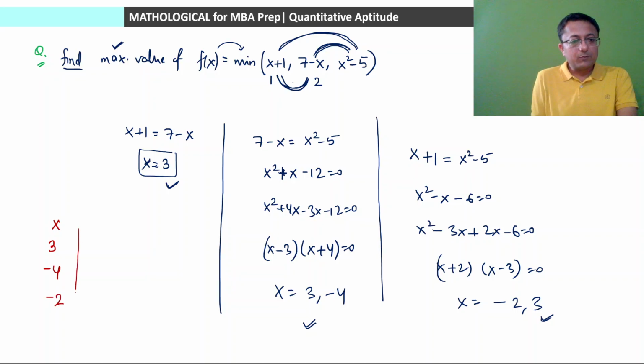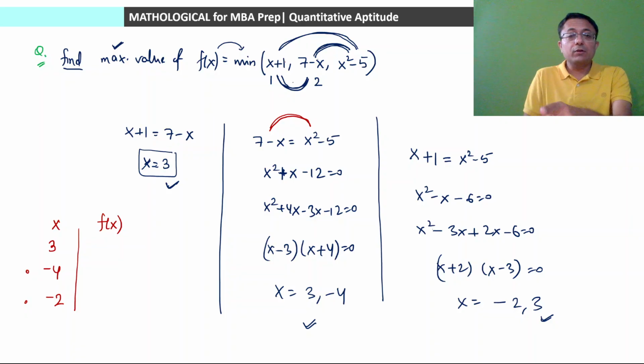These are our critical points, and at all these points, we need to find out the value of fx. So apart from 3, at other points, which are minus 4 and minus 2. At x equal to minus 4, 7 minus x and x square minus 5 are equal, but x plus 1 is not equal to the values of these two. So when we will be finding out the value of fx, we need to find out the minimum value of the given 3 functions. So 7 minus x and x square minus 5 will be equal at x equal to minus 4, but x plus 1 will be having a different value, and the value of fx will be the minimum of the given values. Okay, so we have to be cautious about that.